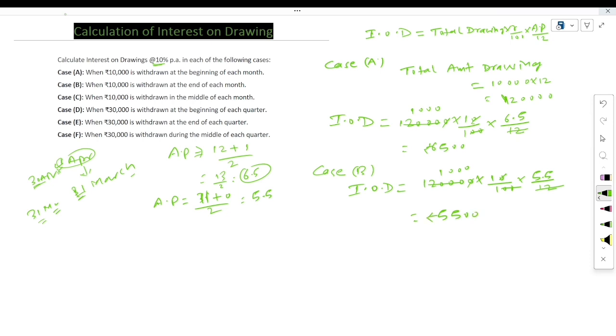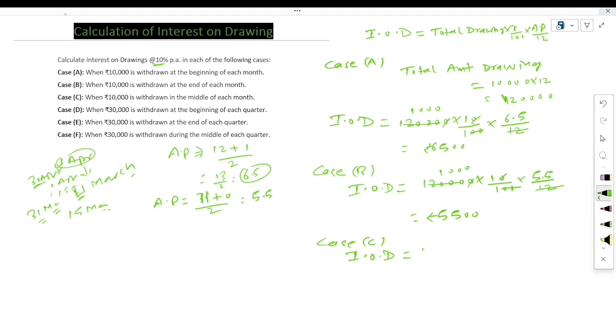In case B, now in case C, see here, what is happening? When 10,000 is withdrawn in the middle of each month, it is the same thing, a little bit different. Middle in the sense that the first drawing is on 15th April, then the second on 15th May, then the third on 15th June, like this, and the last drawing would be on 15th March. Here what would be the formula?